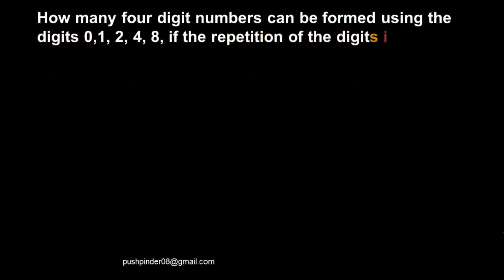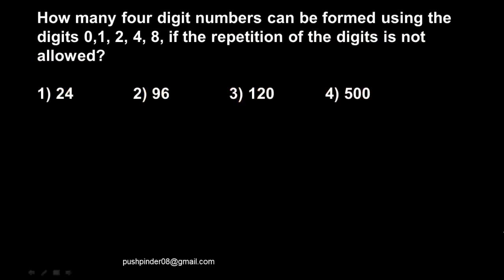Okay, let's move forward. How many 4-digit numbers can be formed using the digits if the repetition of digits is not allowed? I've just taken the previous question one step forward. Now over here, repetition of digits is not allowed. So again, 4 slots. Now over here you can't use 0.